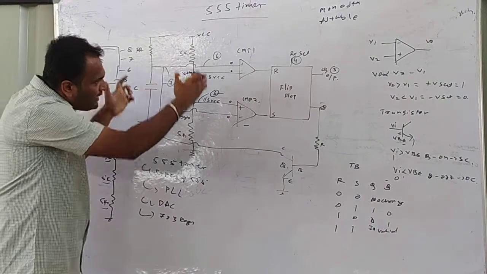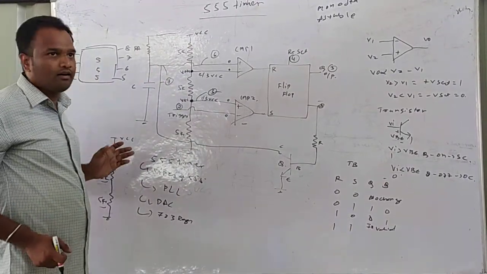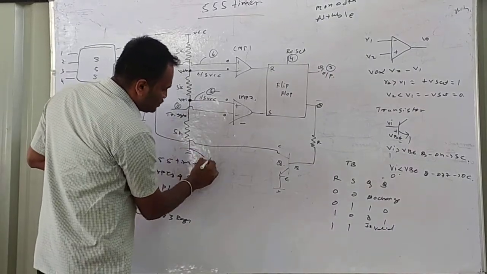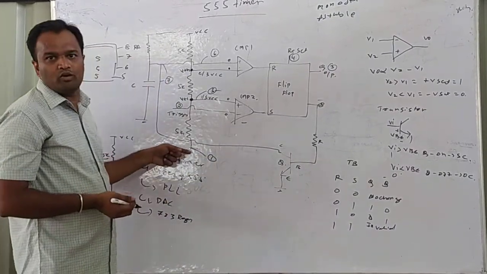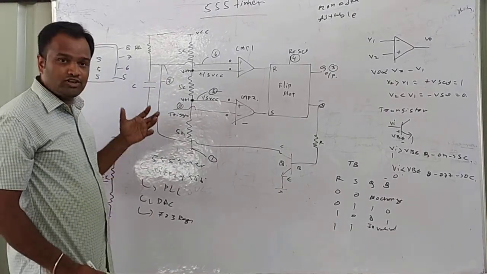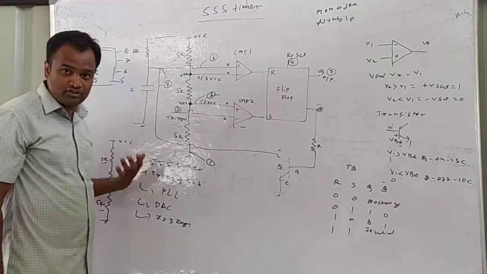Before that, we will identify the pins in this internal block diagram. So this is actually pin number 1. Pin number 1 is nothing but ground. You just recall the IC configuration. You will come to know what pins are available and what the function of those pins is.